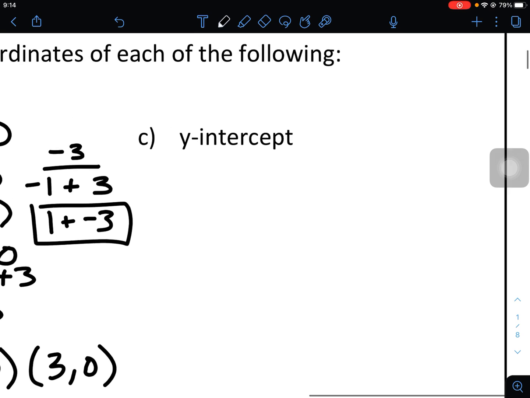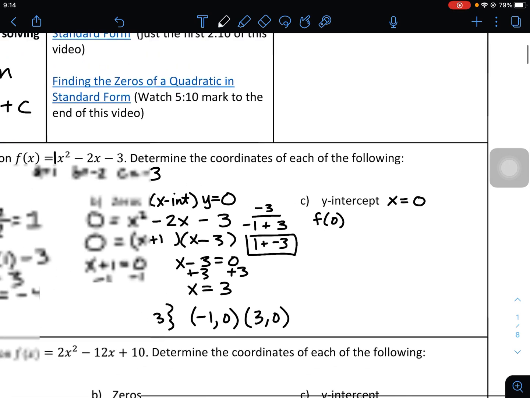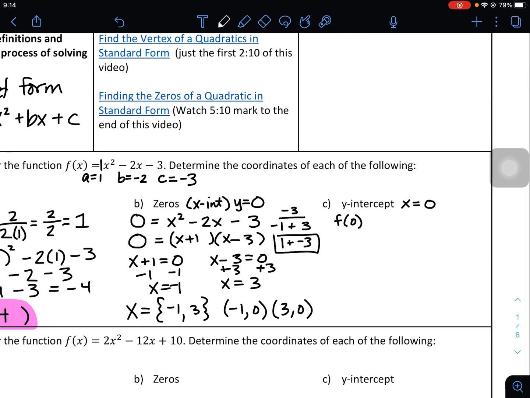And then finally, for the y-intercept, remember that the x value is equal to 0. There are two ways to go about this. The longer way is to put a 0 in everywhere I see an x. So I'm going to solve for f of 0.